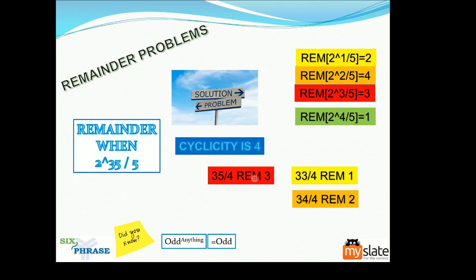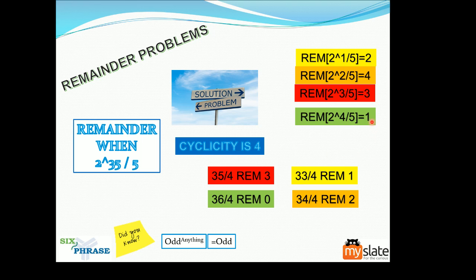So it means we belong to this category. Third category, red color. Okay, the colors match. 36 divided by 4, remainder is 0. It means again we belong to this category. So when the remainder is 1, your answer is 2. When the remainder is 2, your answer is 4. When the remainder is 3, your answer is 3. And when the remainder is 0, your answer is 1.